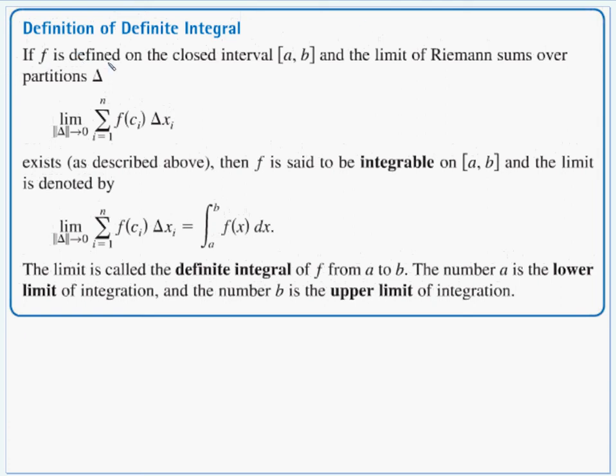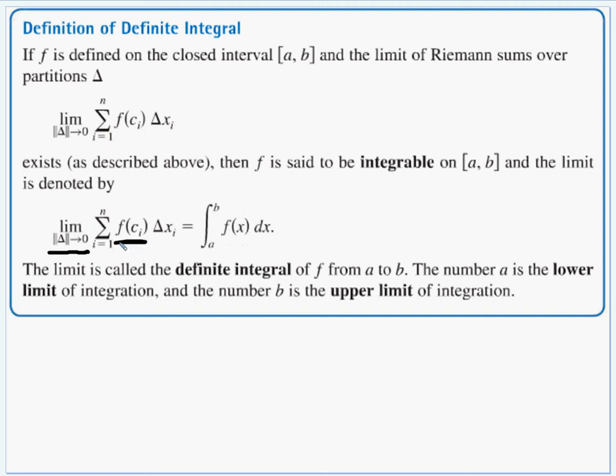So if f is defined on the closed interval from a to b, and the limit of the Riemann sum over the partition, the limit as the norm goes to 0, of the summation from the first to the nth rectangle, height times base, exists, then f is said to be integrable on that interval. And the limit is denoted by this. As the norm heads to 0, the summation from 1 to n of our function times our base is the same as the definite integral from a to b of f of x times dx.